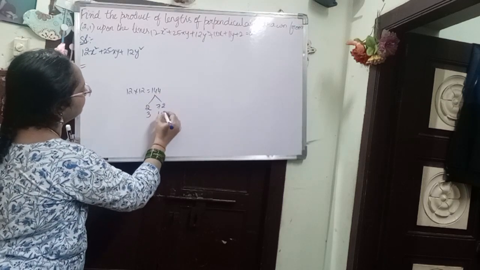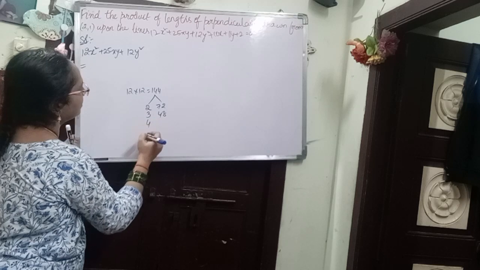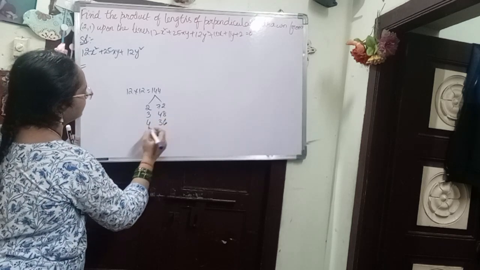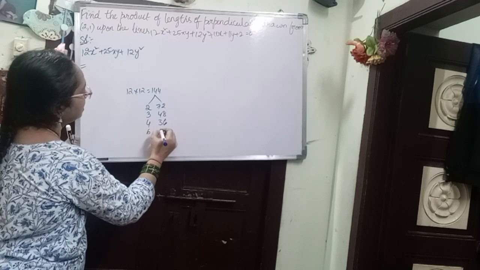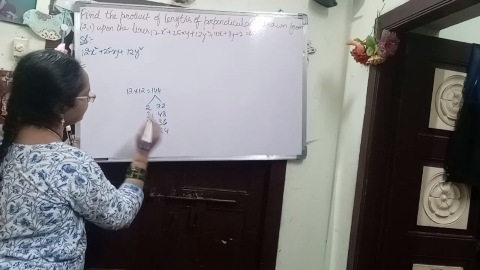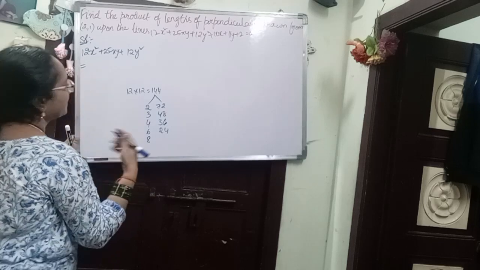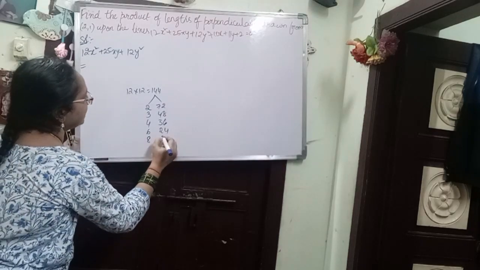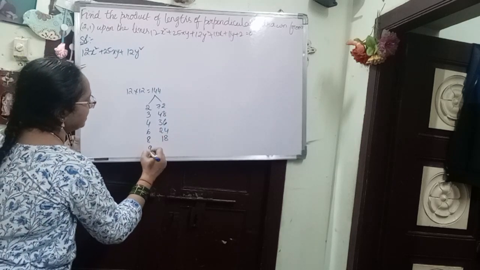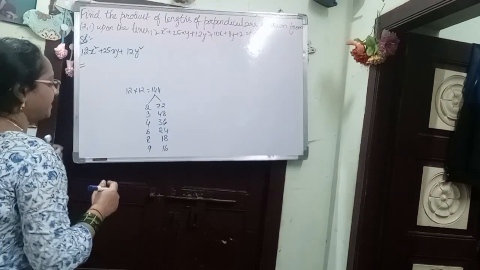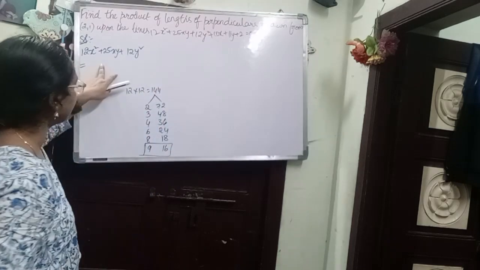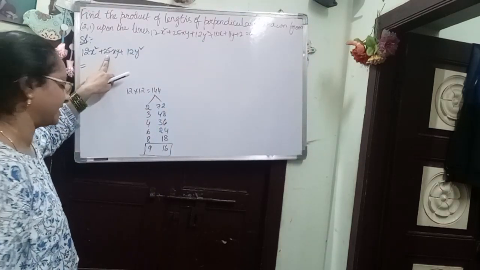3 4s are 12, 3 8s are 24. Next, 4 table, 4 3s are 12, 4 6s are 24. Next 6, 6 2s are 12, 6 4s are 24. Next 8, 8 1s are 8, 8 8s. Next coming to 9 and 16, if you take 9 into 16, you will get 144, and 9 plus 16 you will get 25xy.